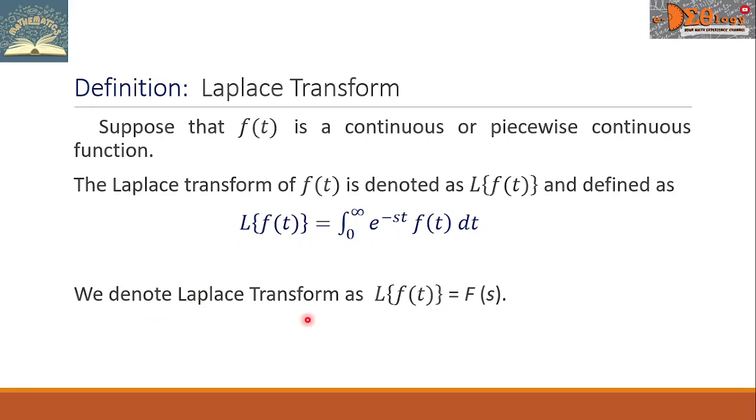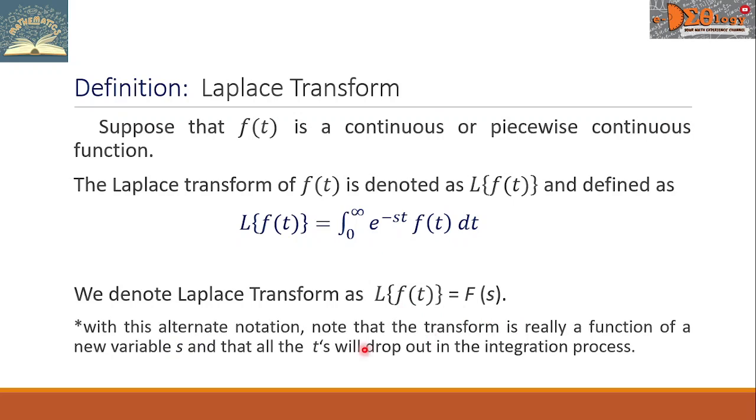We denote Laplace transform as L of f of t is equal to capital F of s. With this alternate notation, note that the transform is really a function of a new variable s, and that all the t's will drop out in the integration process.